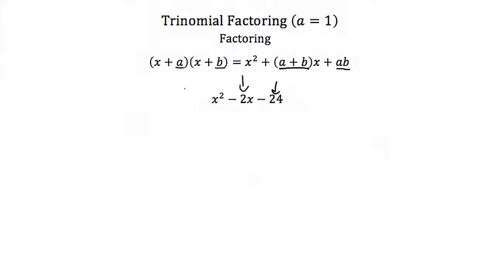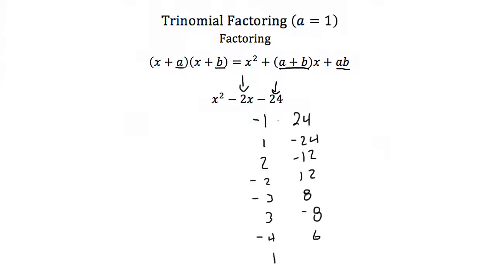Well, the way to do this is to come up with all the numbers that can multiply together to get negative 24. I can get negative 24 from negative 1 times 24. I can also get it from positive 1 times negative 24. I can do it with 2 and negative 12, negative 2 and positive 12, negative 3 and 8, or positive 3 and negative 8. I can also get it from a negative 4 and a positive 6, or 4 and a negative 6. These are all the different ways I can take two numbers, say a and b, multiply them together, and get negative 24.